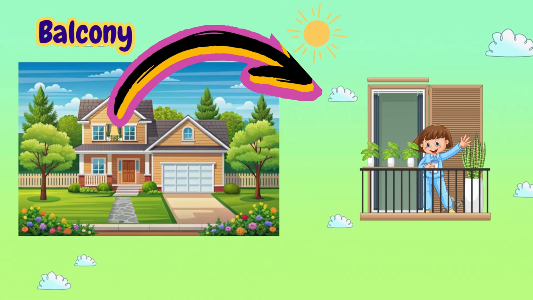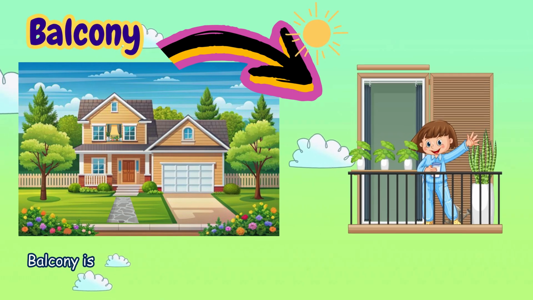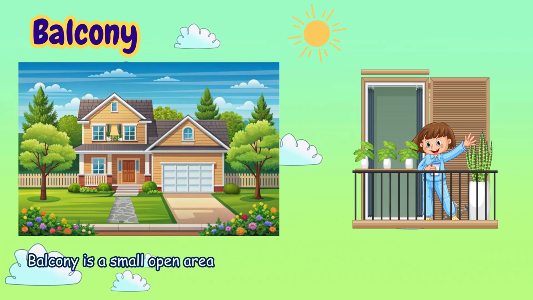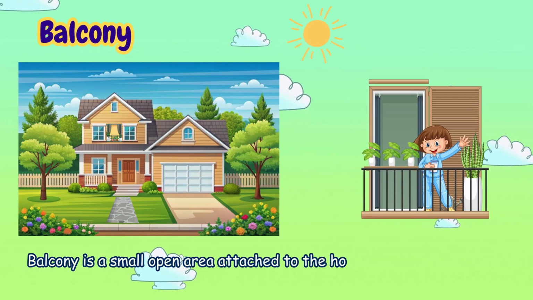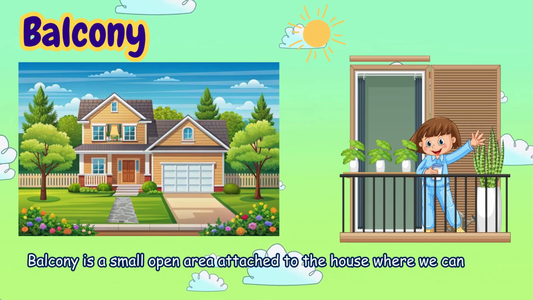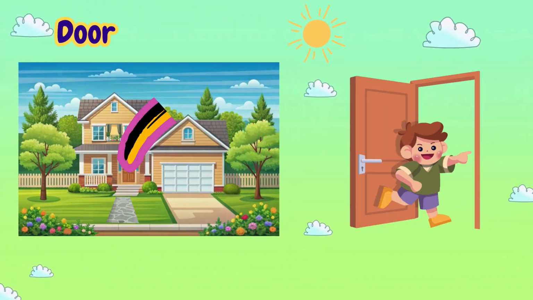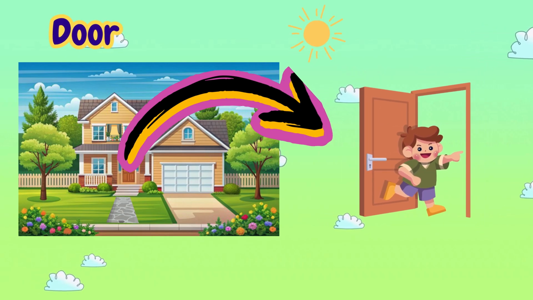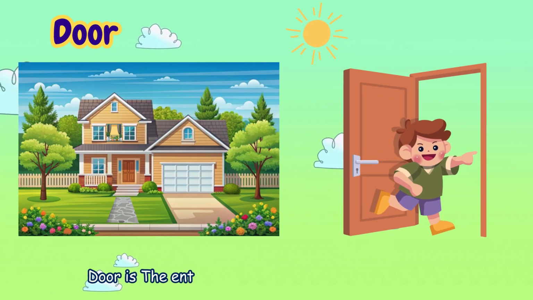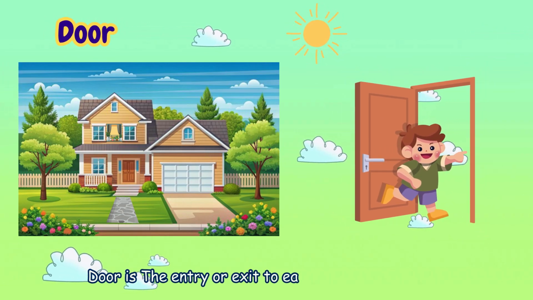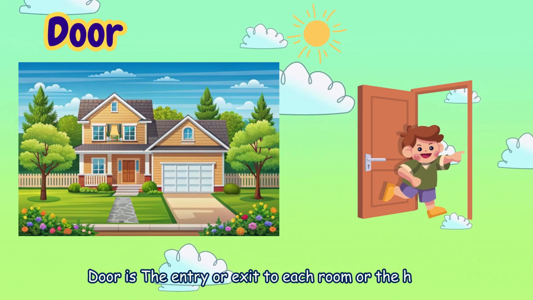Balcony. Balcony is a small open area attached to the house where we can stand and enjoy the view. Door. Door is the entry or exit to each room or the house.